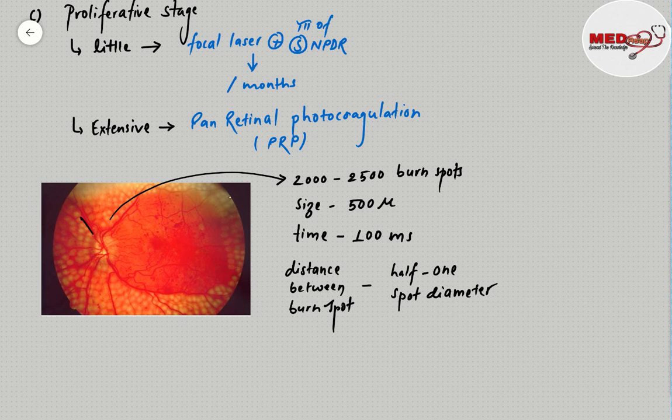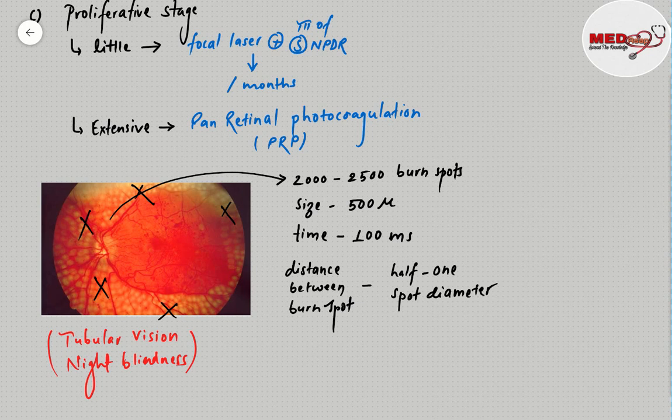As we can see in this picture, the peripheral retina is already burned and is no more functioning. Only the central macular vision is remaining. So after PRP, the person will have tubular vision and will suffer from night blindness. After doing PRP, the patient must be followed up every 6 to 12 months.